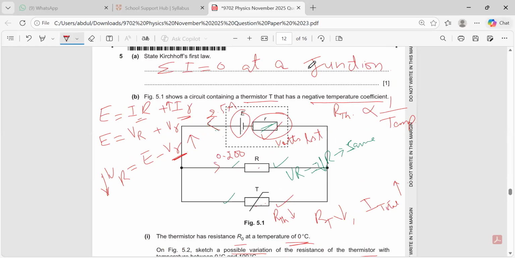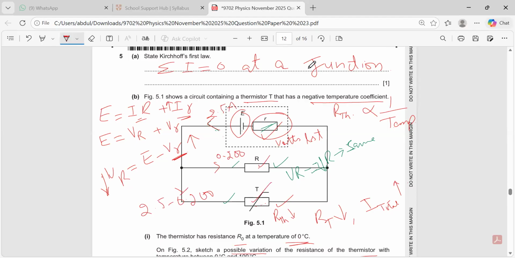0.200. It is mentioned. So what will be the current here? That will be simply 2.5 minus 0.200, because this is a parallel circuit. So the sum of the currents in the branches is equal to the total current in the battery. Kirchhoff's first law. From the parallel combination properties we can use that the potential difference is the same. That's why whatever the potential difference across R, the same I have used across T.